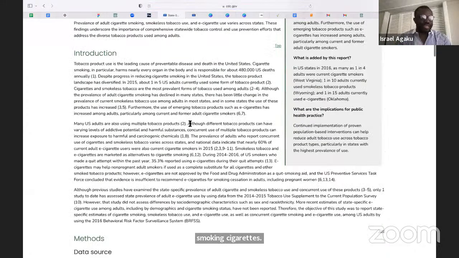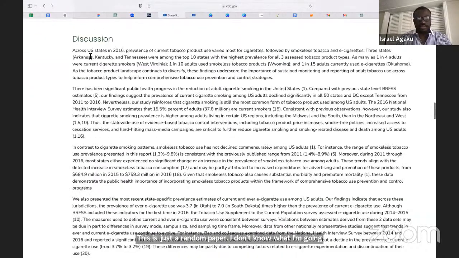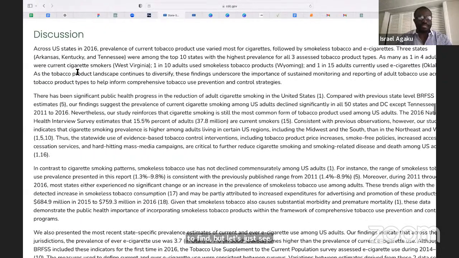This is just a random paper. I don't know what I'm going to find, but let's just see. All right. So this is what it says.